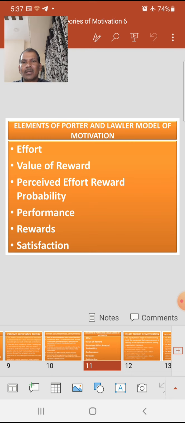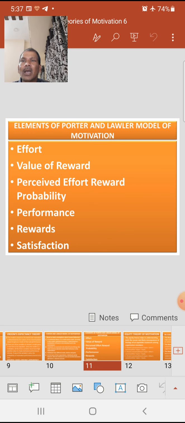Employees may have different notions regarding rewards. Some may be attractive, some may not be attractive. The manager has to find out what attractive rewards they are expecting for their work, and in such a way he has to give rewards to the employees to enhance their work abilities.